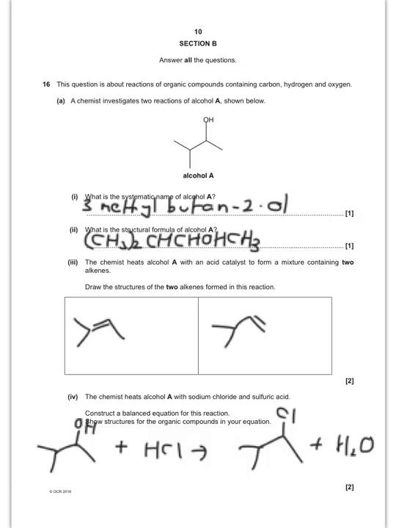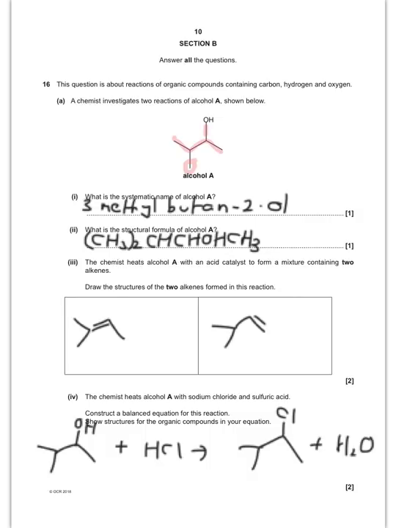So we now move on to section B. And first of all, we need to name this molecule here. If we take a look at it, you can see that our longest chain has 1, 2, 3, 4 carbons, so that's butane. Coming off the second carbon is our alcohol group, so butan-2-ol, and then this is a methyl group coming off carbon number 3. So 3-methylbutan-2-ol. So I pop the structural formula of alcohol A there.